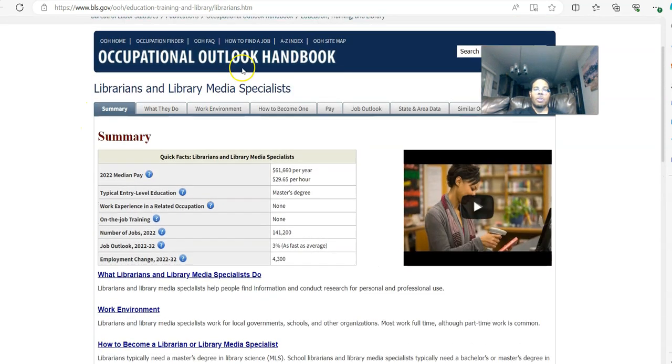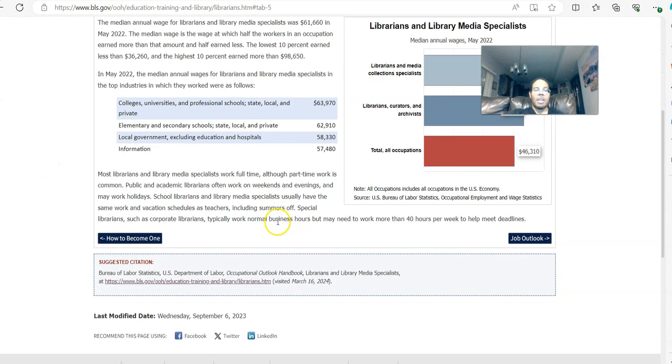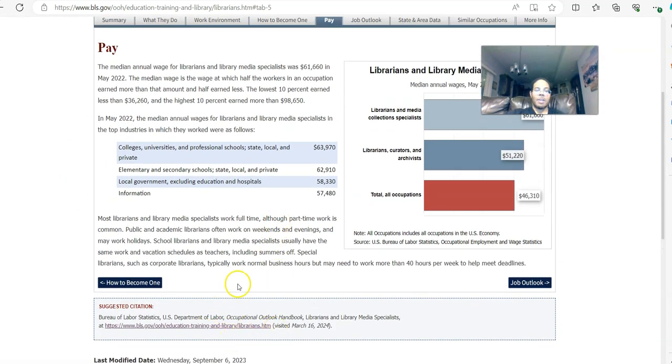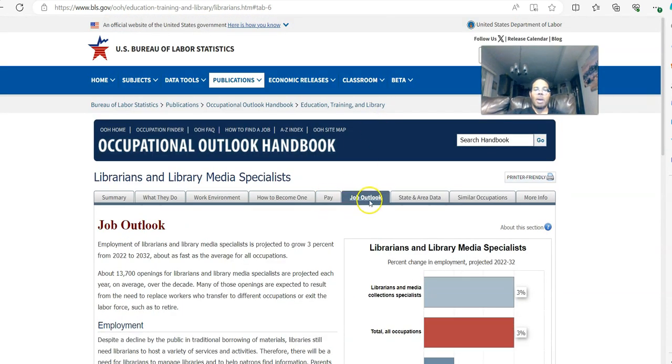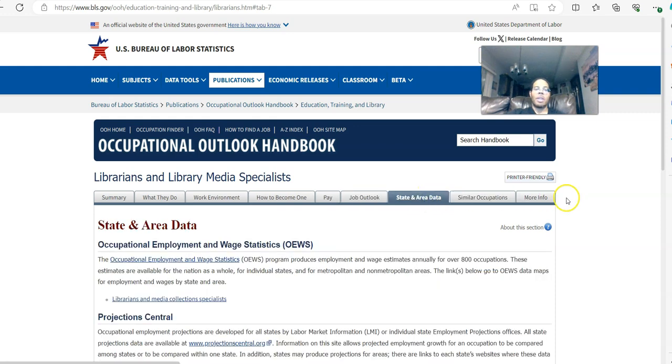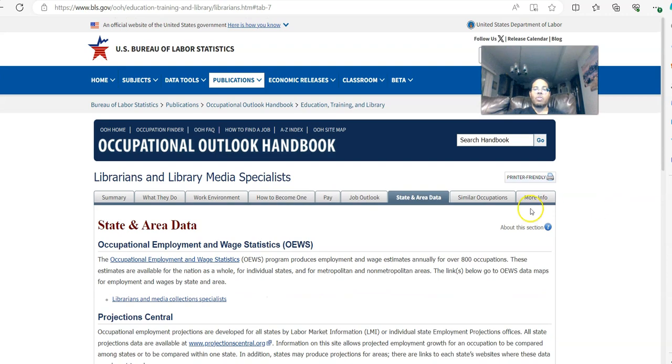And then you can use the tabs or these things down here, but if I use the tabs, then I can get more information on the pay, and I can get a sample citation there. Pay and job outlook are usually what people are going to be looking for, but also you already know how to become one. You go to library school, that sort of thing, and then you can get breakdowns for state data for some of these careers as well.